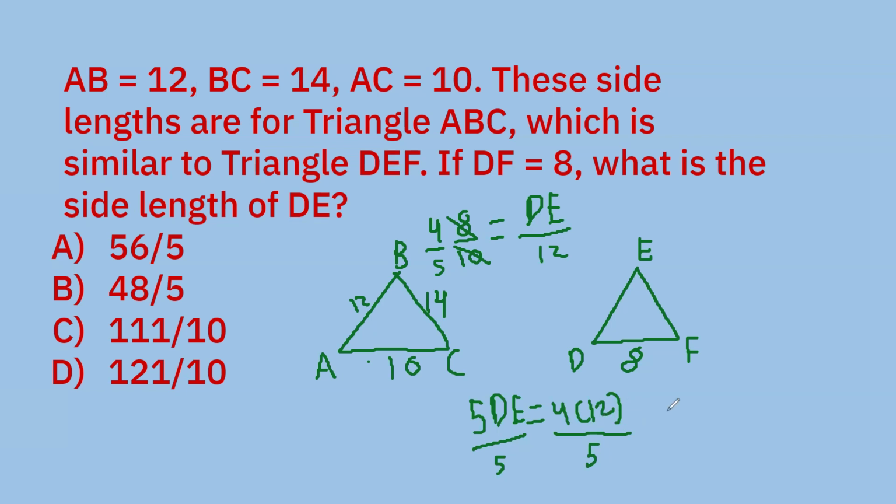Okay, so now this becomes DE equals 48 over 5, right? And that is 9.6, but we don't have that as an answer choice. It's 48 over 5. So we get 48 over 5, right? And doing great, loving life. These are nice and straightforward right now. Now let's go to the next one.